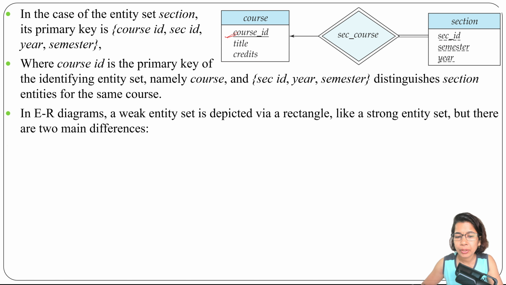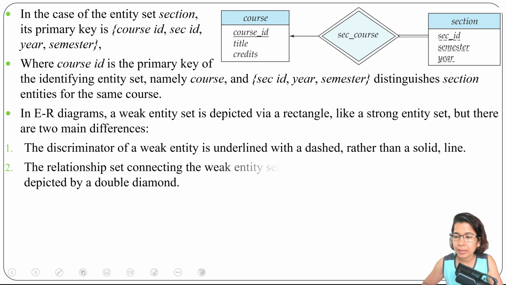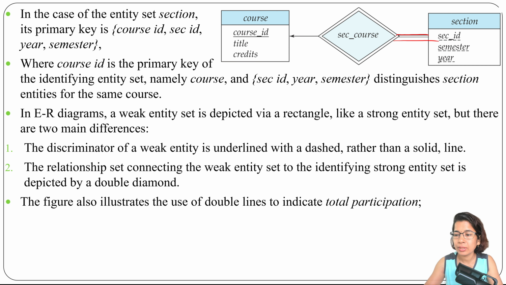So there are mainly two differences. The discriminator of a weak entity set is underlined with a dash rather than a solid line. So these are the partial keys. These are underlined with dashes, right? And the second one, the identifying relationship is a double diamond. As this is a double diamond, we can say this is connected with a weak entity set. And here there are double lines, so total participation.